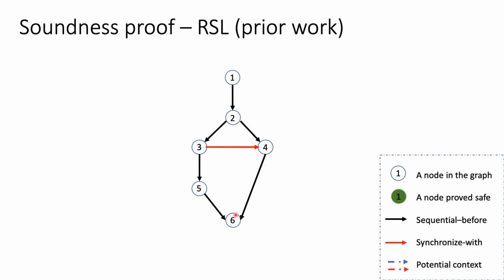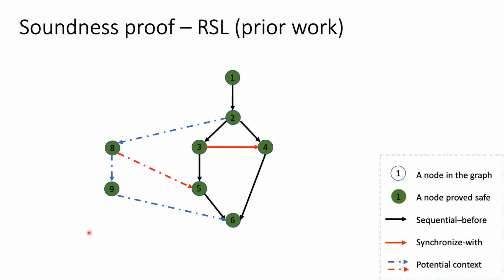RSL proves the safety of the graph inductively. First, that the subgraph containing only node 1 is safe. Then, given node 1 is safe, that the subgraph containing just nodes 1 and 2 is safe. When it reaches the two threads, there may be multiple possibilities to extend the subgraph. RSL requires all possible extensions to be proved safe. At the same time, to support the high compositionality of separation logic, for example the frame rule, RSL's soundness statement quantifies over all possible contexts that might surround the graph. In the picture, nodes 8 and 9 are one such context. RSL establishes the safety of the graph inductively, assuming that the context is also safe.